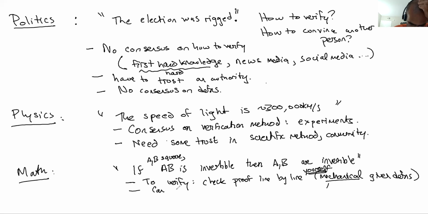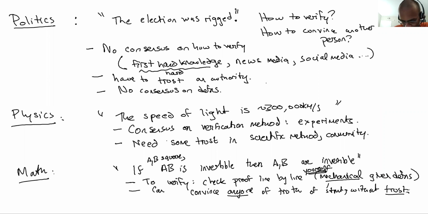And you can convince anyone of the truth of this statement, and they can be your enemy, right? You can convince anyone of the truth of this statement without any need for trust. They don't need to trust you to be convinced of this statement. And this only works because we have precise definitions. But anyway, this is sort of another reason why it's important, because if we don't agree on the meanings of words, then we can't have a conversation with these properties.